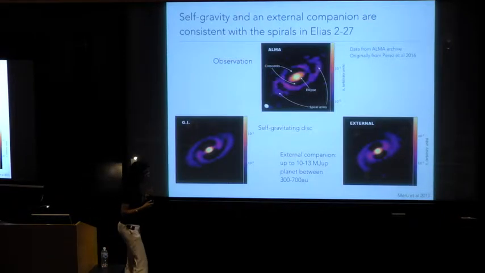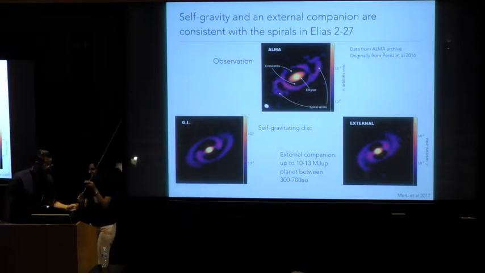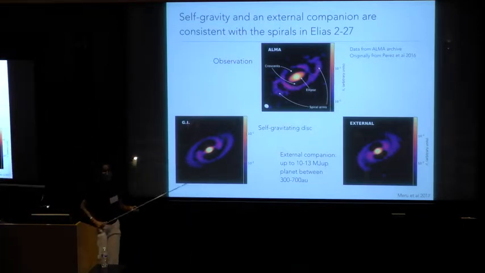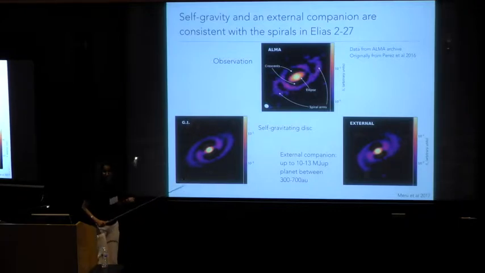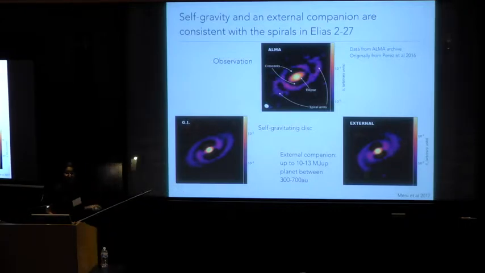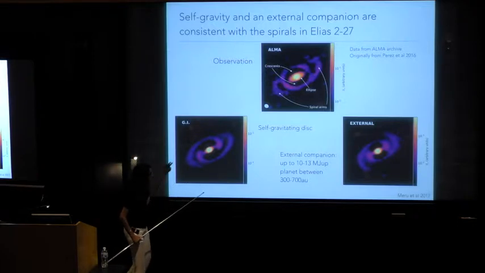And so what we tried to do in our group was to try to understand what was actually causing these spiral arms. So generally, trying to figure out what could form this morphology. And we came up with two ideas. One is that it could be a self-gravitating disk.